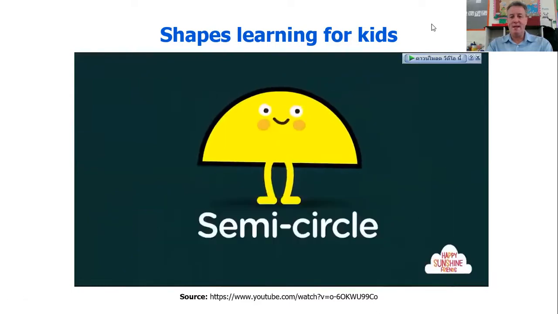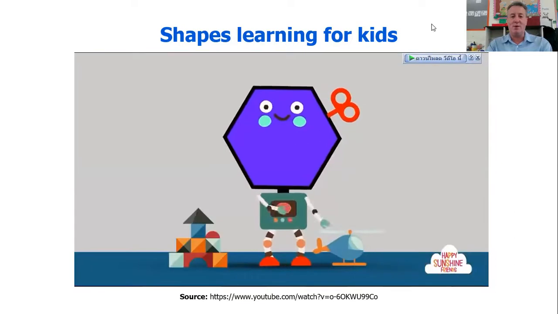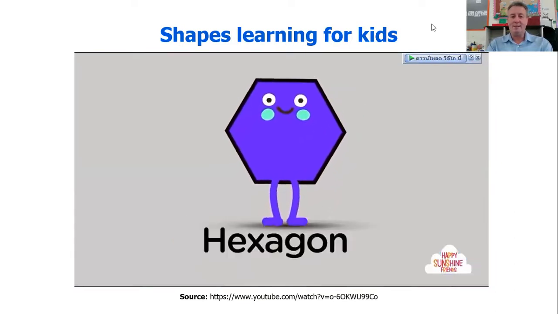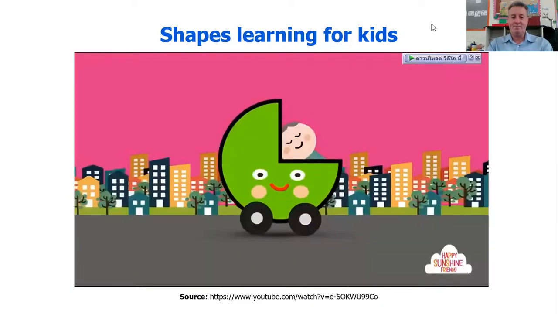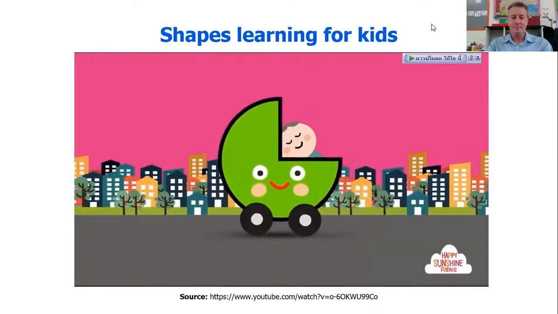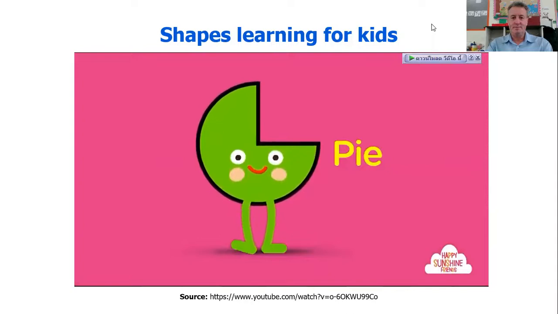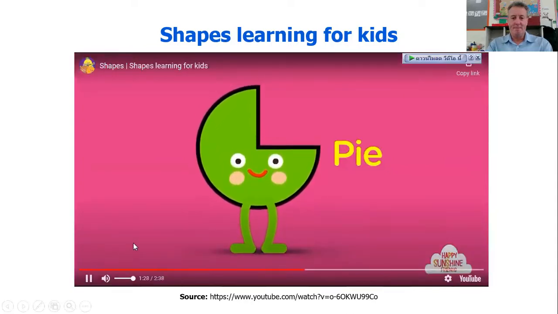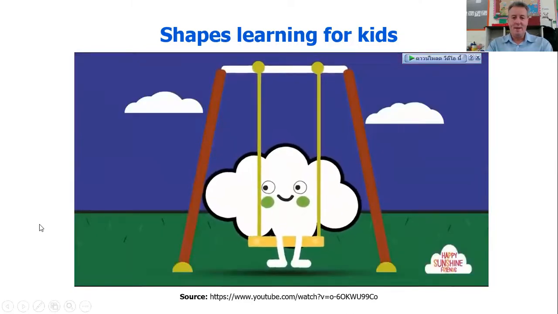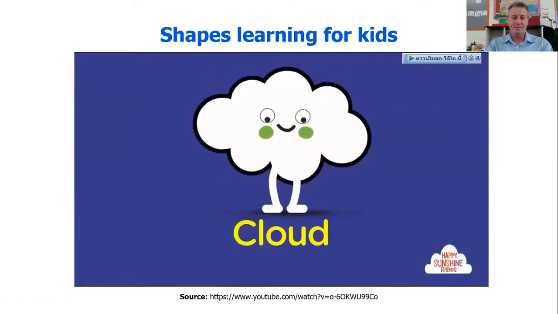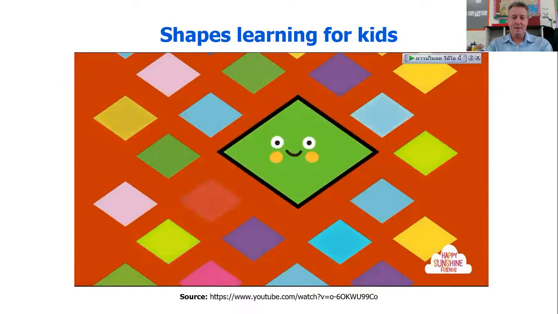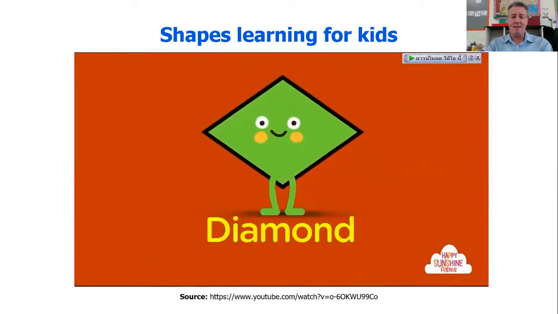We'll learn these next year, maybe. Semicircle. Half a circle is a semicircle. Hexagon. It has 6 sides. A cloud. Diamond.